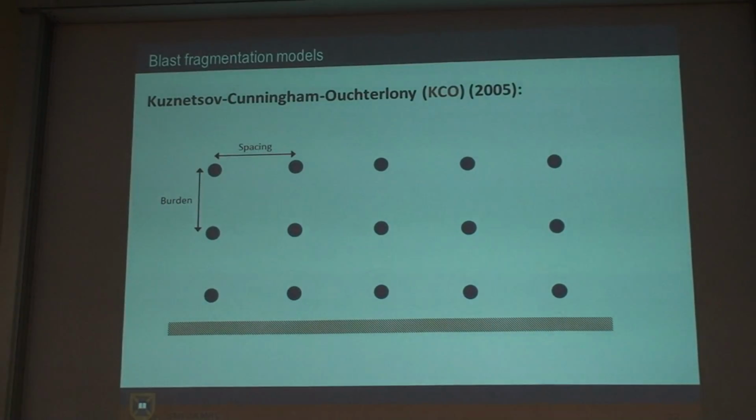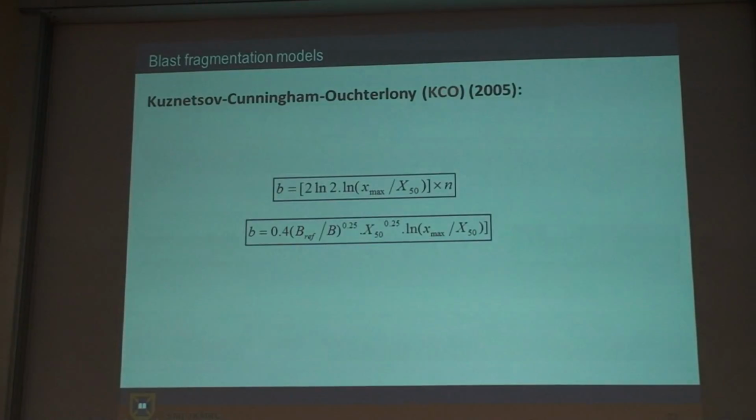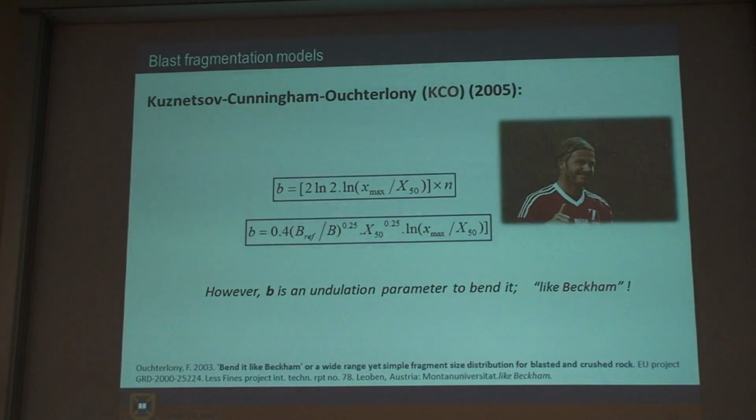In the third scenario, the first row fires. In the second row, we have 3 misfires, and also in the third row, we may have 3 misfires. So this is maybe the only scenario that supports Oitelodi recommendation to determine spacing or burden as the maximum or top size of the fragmentation. However, in spite of all formulations, B is an undulation parameter to bend the curve.